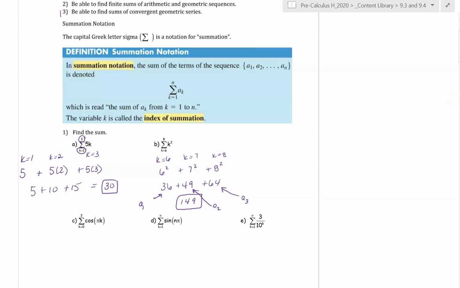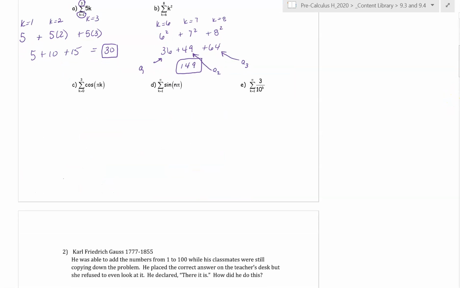Okay, let's take a look at the next one. This time we're going to let k equal 0, then k equal 1, then k equal 2, and then k equal 3. So let's think about it. If you let k equal 0, you have cosine of 0. Then with k equal 1, cosine of pi, then cosine of 2 pi, then cosine of 3 pi. Go ahead and pause the video and find the sum. Cosine of 0 is 1, the cosine of pi is -1, cosine of 2 pi is 1, cosine of 3 pi is -1, so you end up with 0.